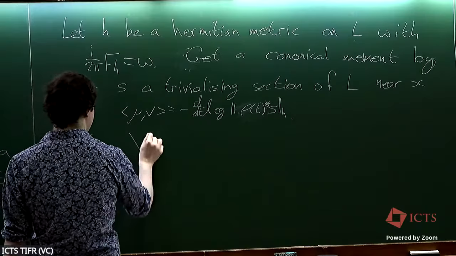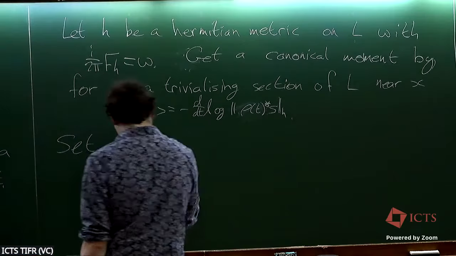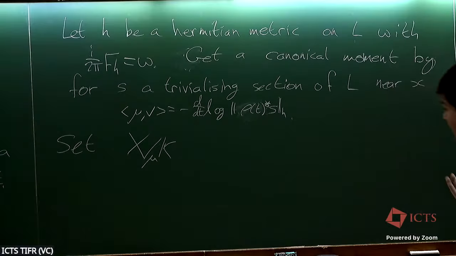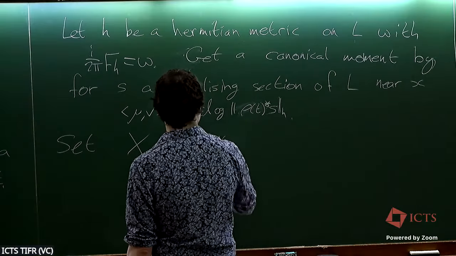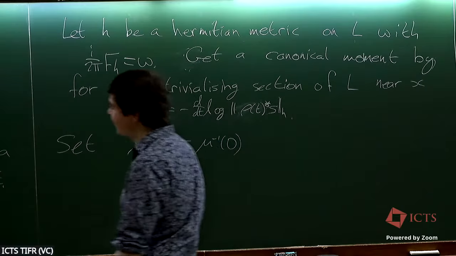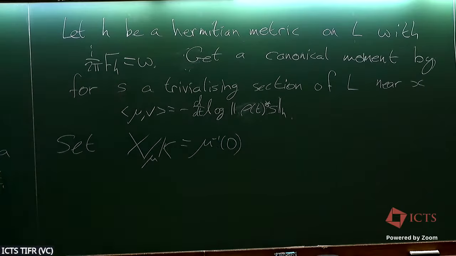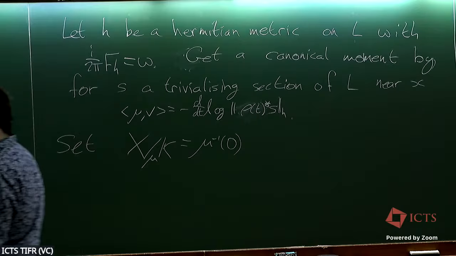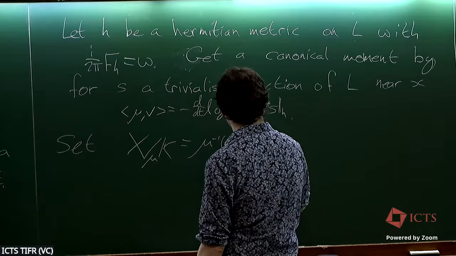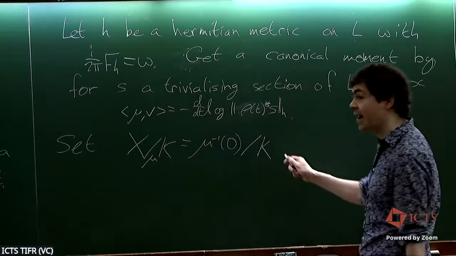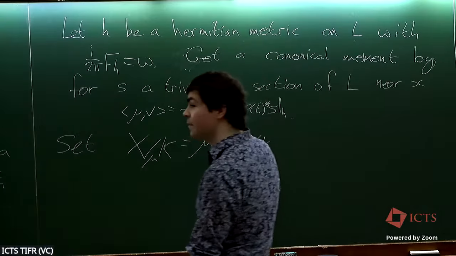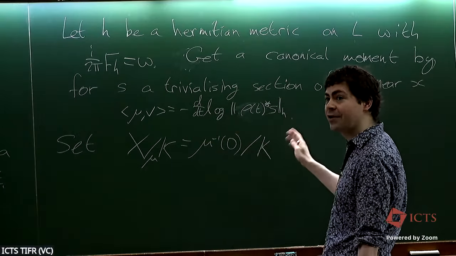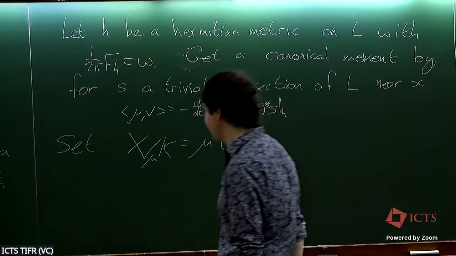So we set X mod K mu, this quotient that I'm going to tell you more about, to be mu inverse of 0. Mu is a K-equivariant map. 0 is a fixed point of the K action here, and so mu inverse of 0 has a K action as well. So I can take the quotient of mu inverse of 0 by K. At least this passes the dimension check that I mentioned before. So it seems plausible that this could admit the structure of a complex manifold or a Kähler manifold.